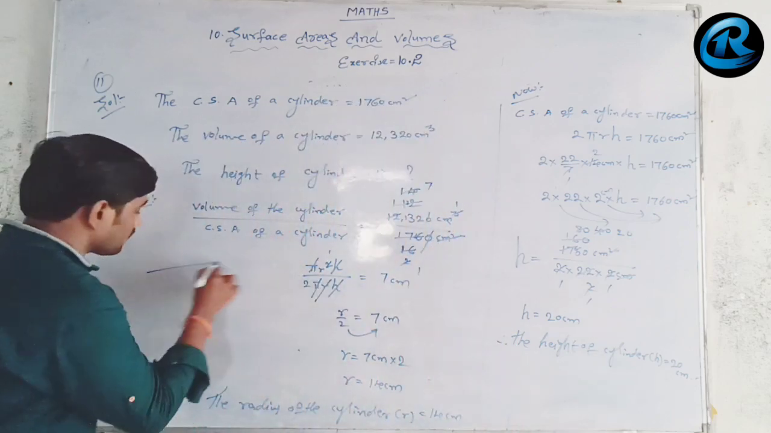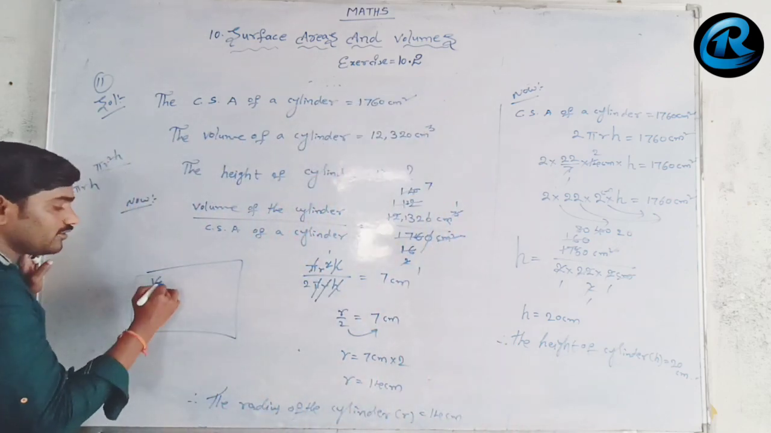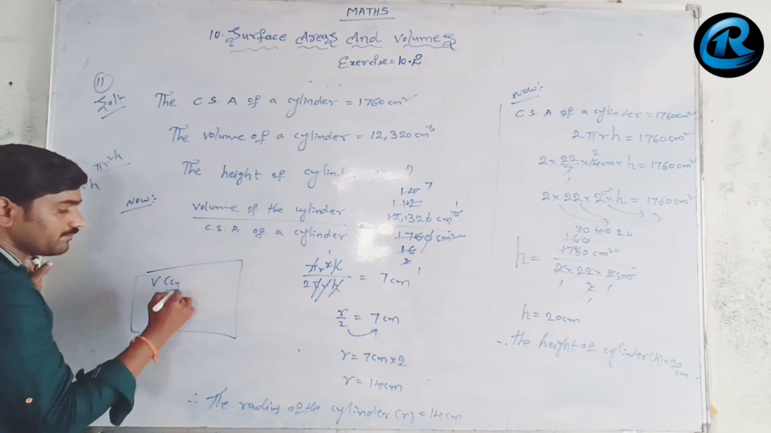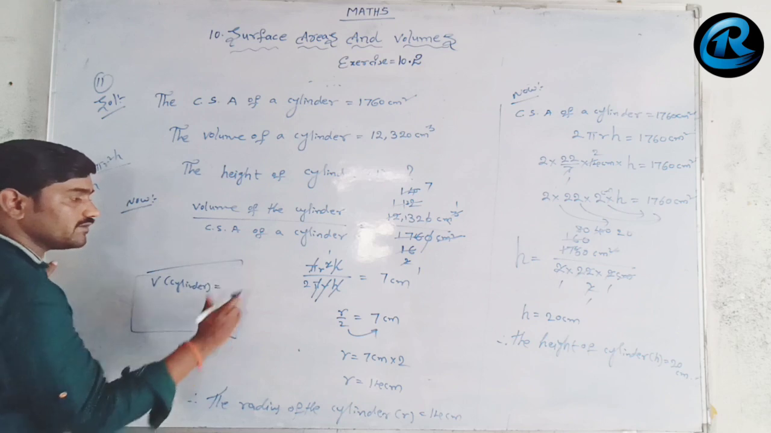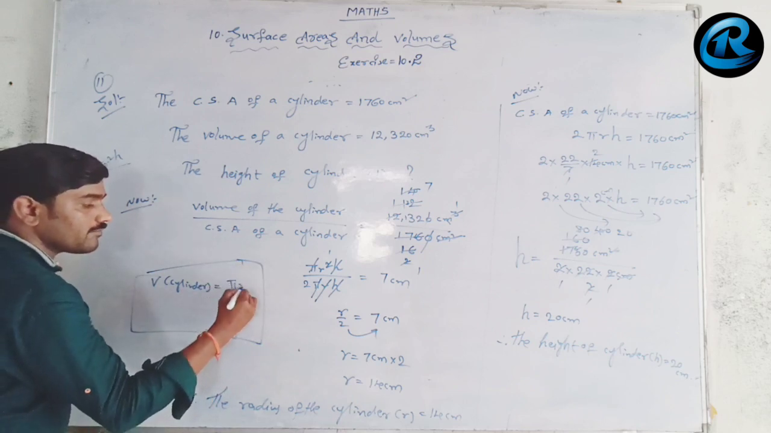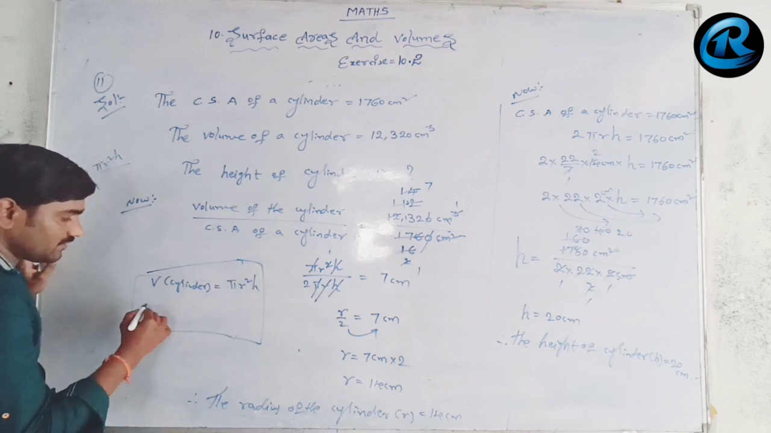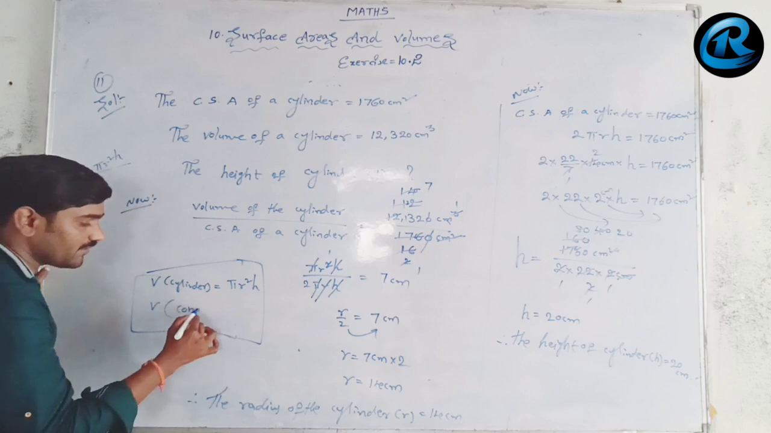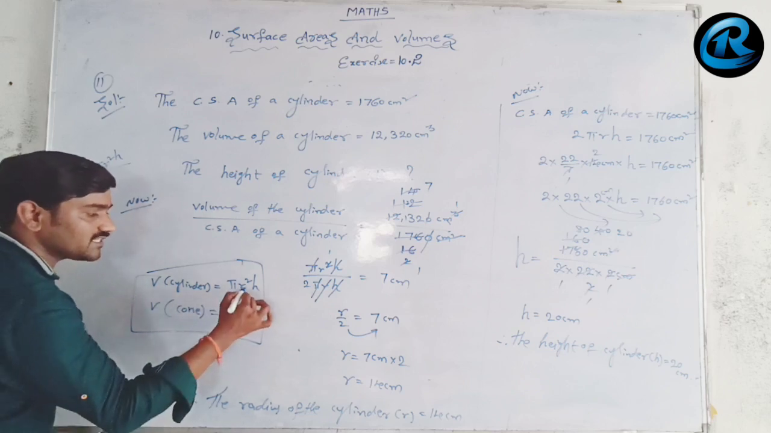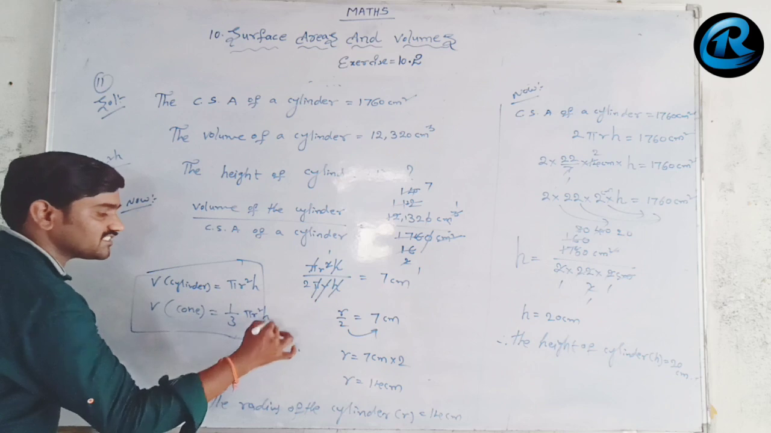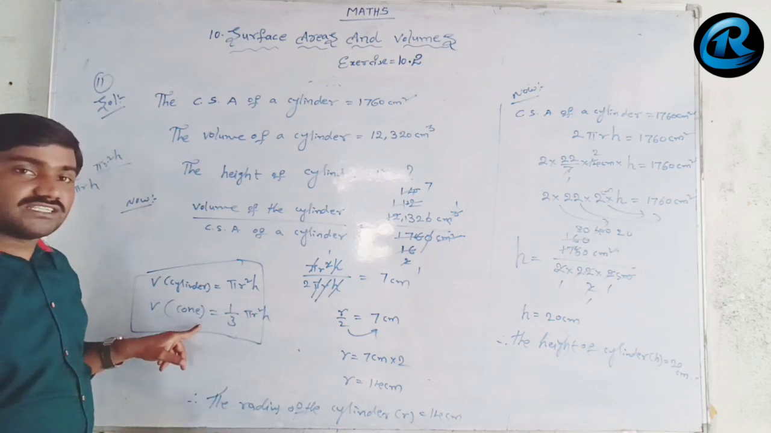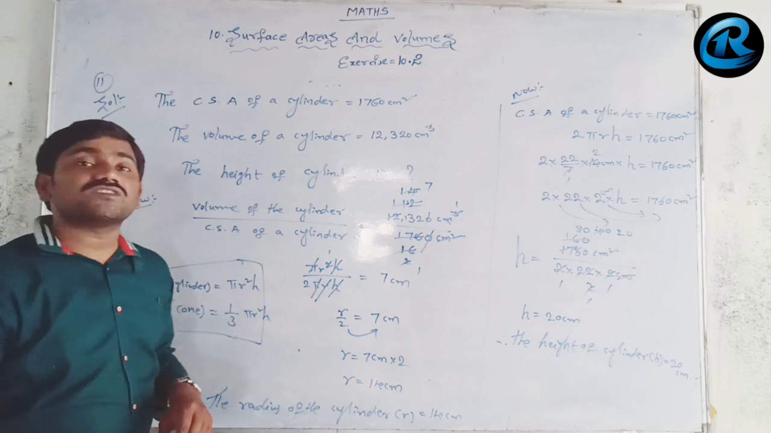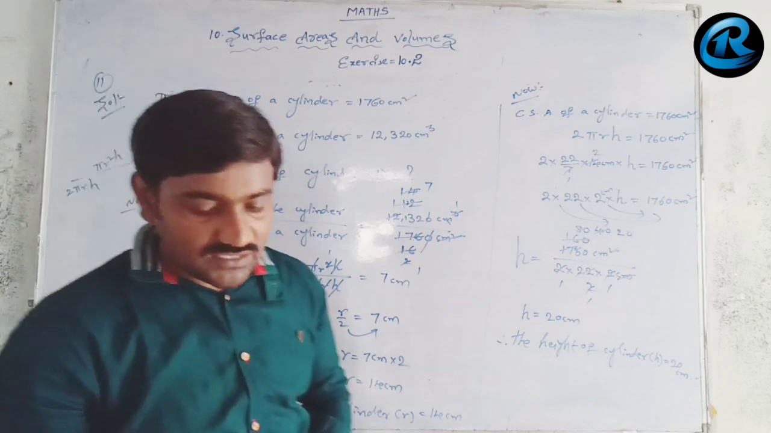If I tell you here, the volume of cylinder, the volume of cylinder is what actually? The volume of cylinder is pi r square h. The volume of cone is 1/3 same pi r square h. So the volume of cone is 1/3 of the volume of cylinder.